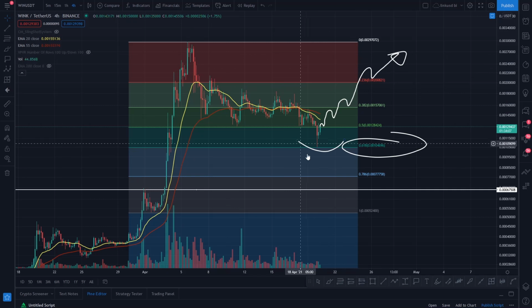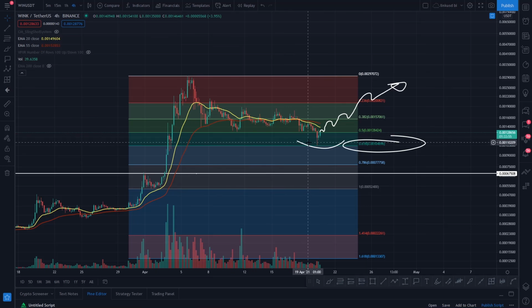And what fantastic entries, for people that are not involved, to get involved in WIN, because this could actually march on and do really well after this level of consolidation and retesting of support. So there are your levels.